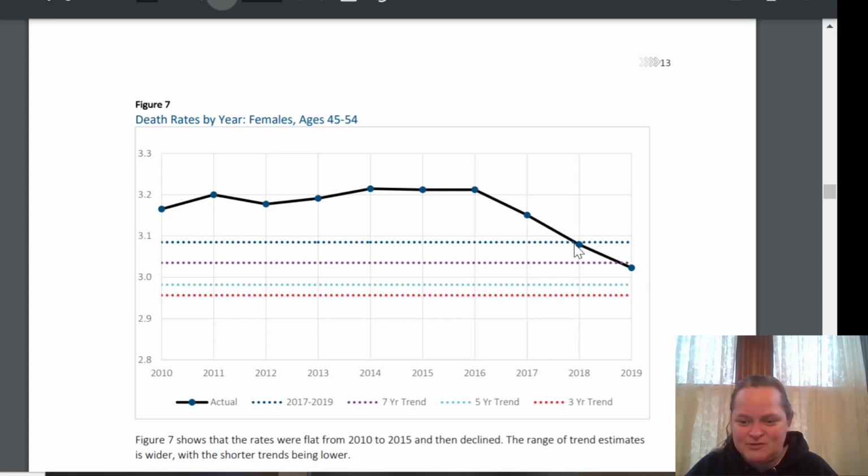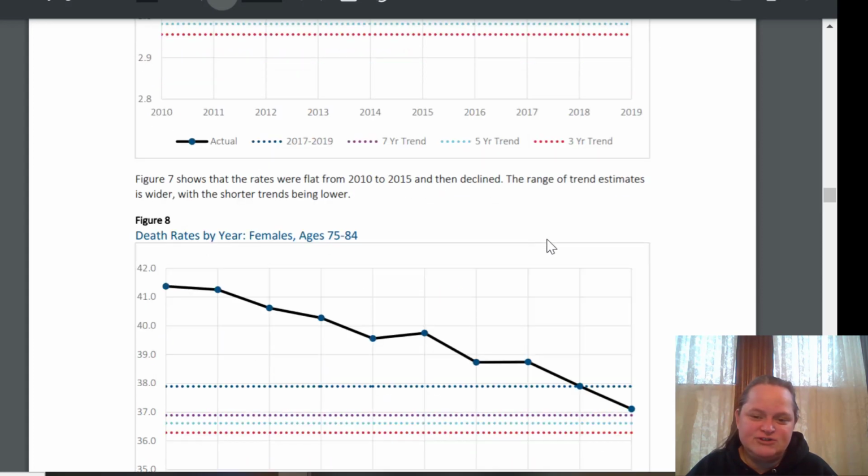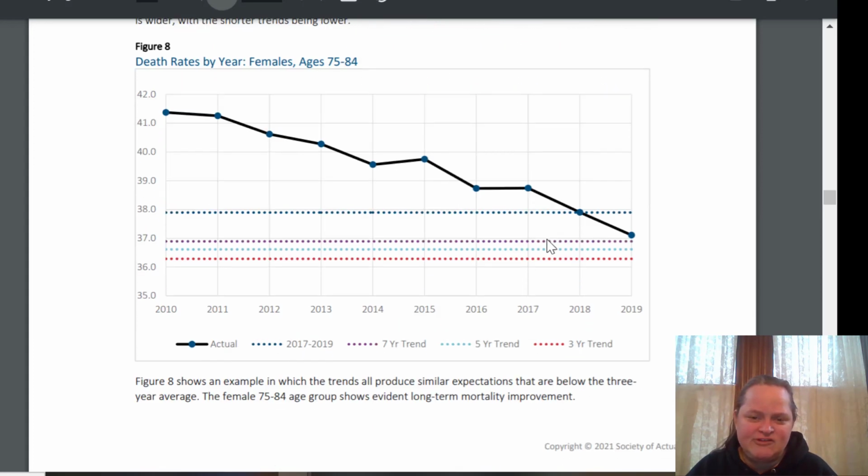The 5-year trend, so 1, 2, 3, 4, 5. It's not quite as steep, so it's a little higher than the red. And then the purple one, the 7-year trend, again, even shallower line you would get for that trend. And that actually leads you to an expected level at about where 2019 is. So these are all choices that can be made when you're trying to do your excess mortality.